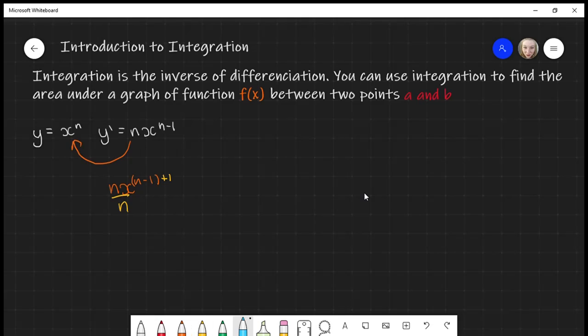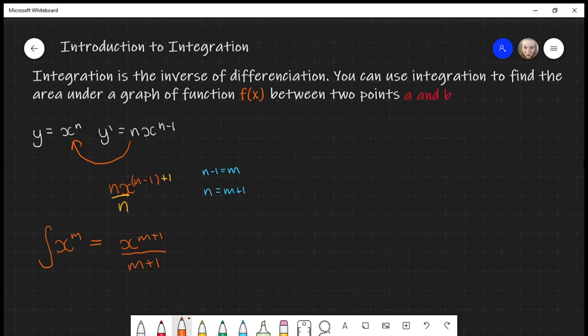What I will do now is express n minus 1 as m. Therefore, n would be m plus 1. If I use these and substitute them into the expression next to it, then x to the m plus 1, over n, which would be m plus 1. So this is the integral when you have x to the m.